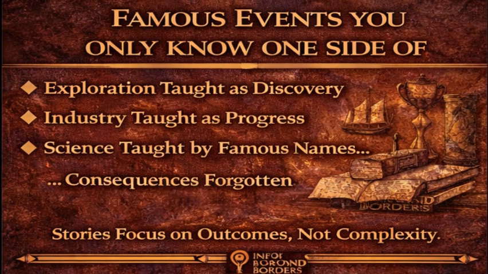Industrial revolutions are taught as progress. But rarely do textbooks fully explore their environmental costs or the lives of workers who lived through them. Scientific breakthroughs are taught through famous names, but the forgotten contributors, assistants, rivals, or earlier thinkers are often missing. History lessons usually focus on outcomes, not processes, success, not struggle, results, not consequences. This keeps lessons simple, but it also hides complexity.